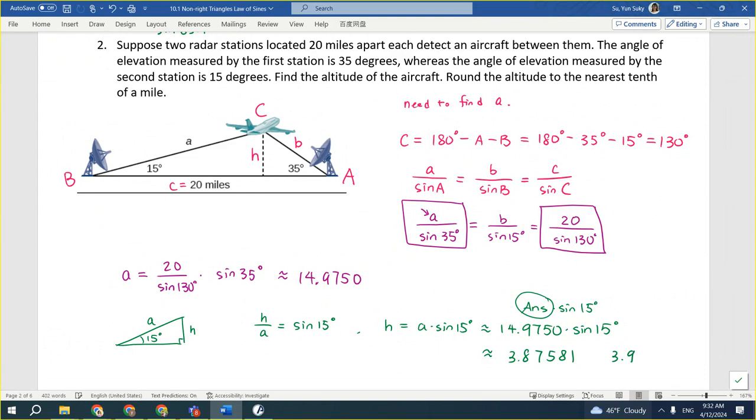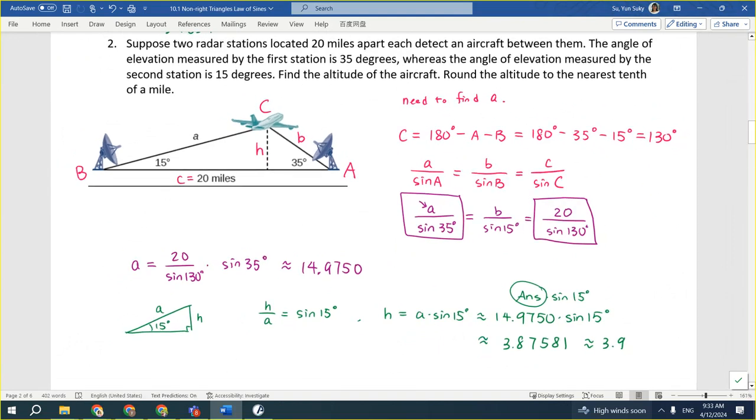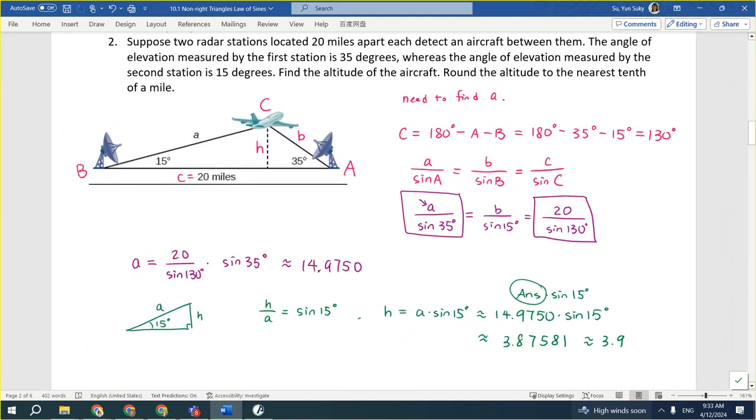Yeah, 3.9. Okay, everybody? So we finished the story problem. This problem is not asking us to find all the sides. It's asking for the altitude, so it has two sets. Any questions about this angle side?